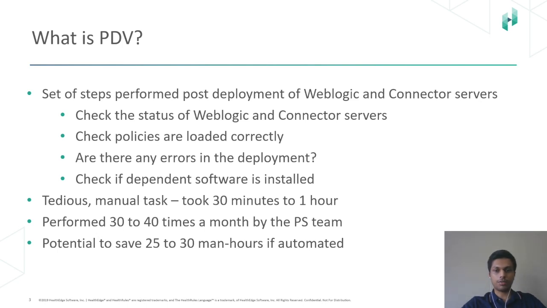These could be anything from checking the status of WebLogic and connector servers, or checking if the policies are loaded correctly into the database, checking if there are any errors in the deployment, or if the dependent software is installed correctly or not. This is a manual and tedious task that takes anywhere from 30 minutes to 1 hour for each run, and it's approximately run 30 to 40 times a month by the team. So there's a huge potential to save anywhere from 25 to 30 man hours if the whole process is automated.